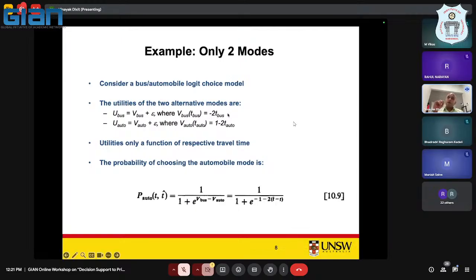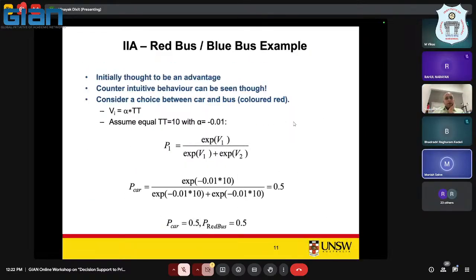The coefficient for cost, right? If I have to pay more money, that is going to be negative. But if there is AC in the bus or in the car, that is a utility. That's a positive, whether or not AC is there. So the coefficients of these parameters give you information about whether people like it or don't like it. Okay. Yes, sir. So in this case, alpha is negative 0.01.